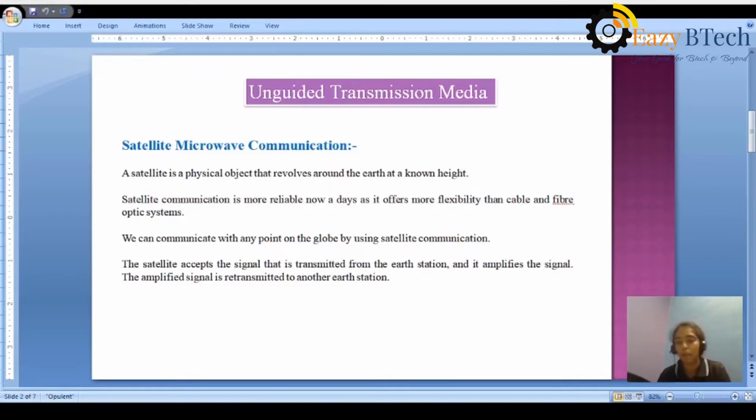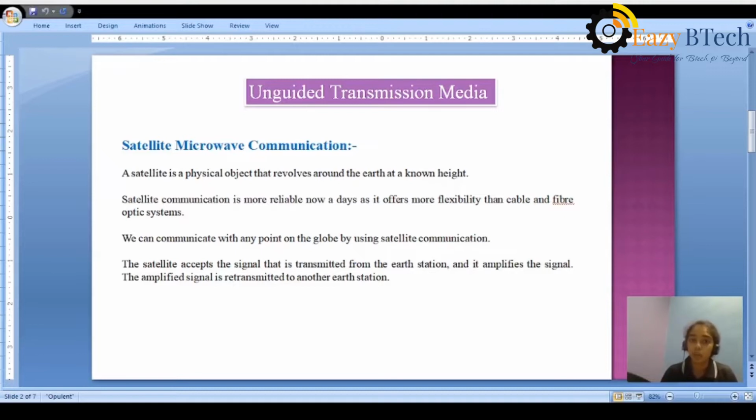In this class, we are going to learn about another important type of microwave communication, satellite microwave communication. In the previous classes, we already saw what is meant by unguided transmission media and the different types we have in unguided transmission media. We already saw one type of microwave communication, terrestrial microwave communication, and satellite microwave communication is the second type.